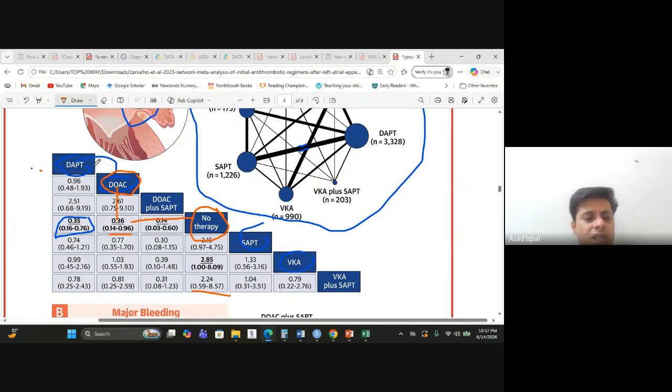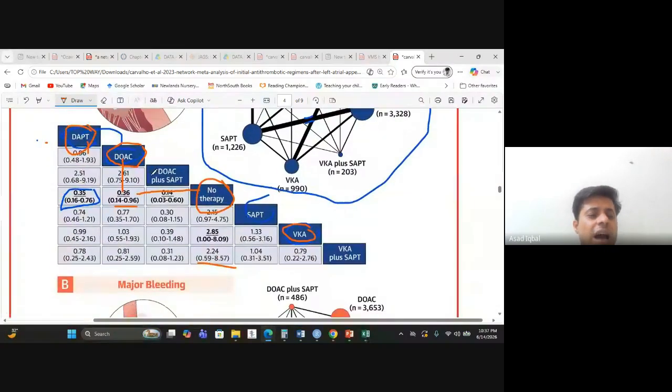Now, another question: for example, you're comparing DAPT with VKA, and you want to know their effect estimates for the outcome of device-related thrombosis. How will you do it? You will just go from the column to the row of the thing you are comparing to. So what's their effect estimate? Odds ratio 0.99, from 0.45 to 2.16.